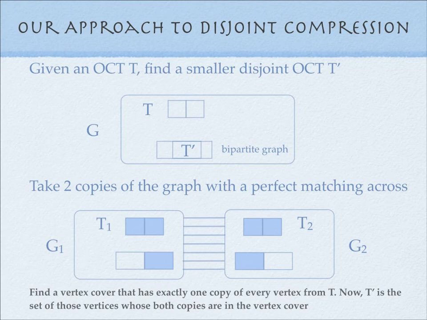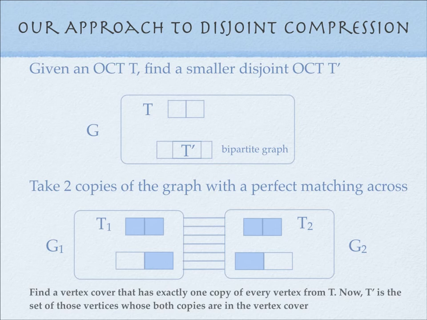Further, this vertex cover also has the following property. For every vertex not in T, it has either the first copy or the second copy, but not both. This is the crucial property that we exploit in our algorithm. Now, the task of finding a smaller disjoint OCT is reduced to finding a vertex cover with this special property. The property is, for every vertex V not in T, either V1 is in the vertex cover or V2 is in the vertex cover, but not both.